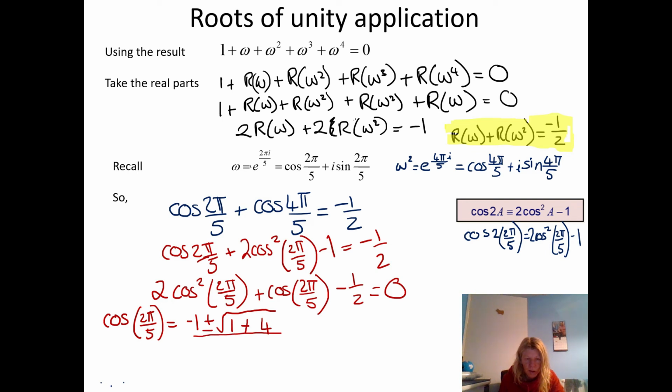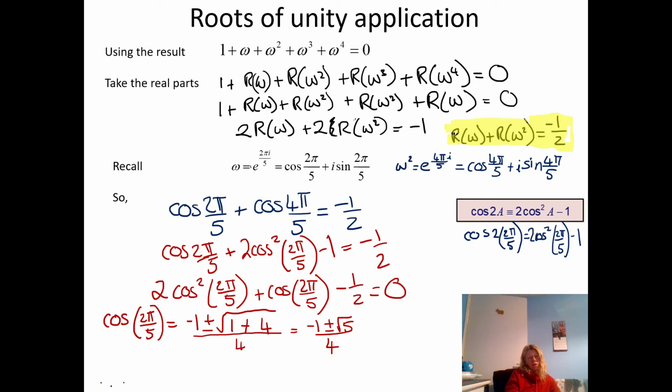Over 2a, over 2 lots of 2, which is 4. So what have we got there? We've got minus 1 plus or minus root 5 over 4. So that's our answers for cos 2 pi over 5. It's plus and minus.